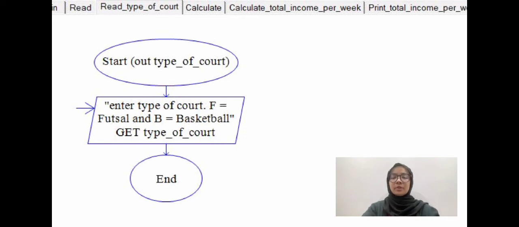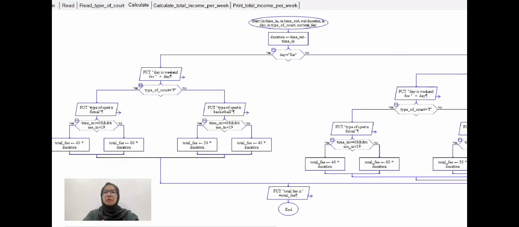And then moving on to the calculate module, the time in, time out, day, and type of court are considered as input because they have been entered before this in the read module. They only bring it back inside the calculate module. But for the duration and total fee, it is considered as output because before this they have not been entered in any module yet. And then the duration is calculated by time out minus time in.